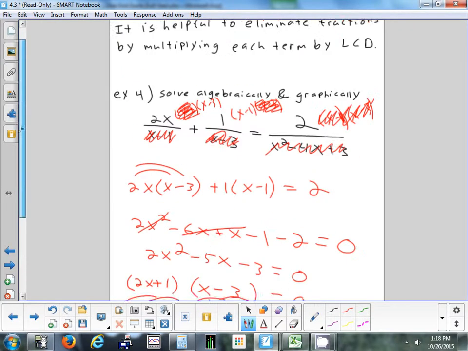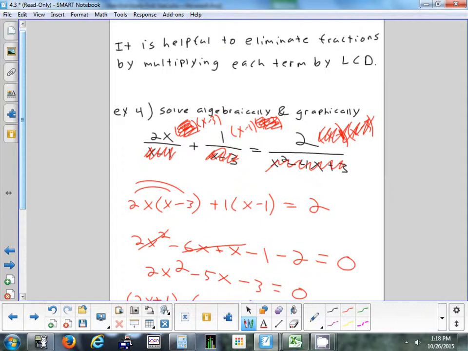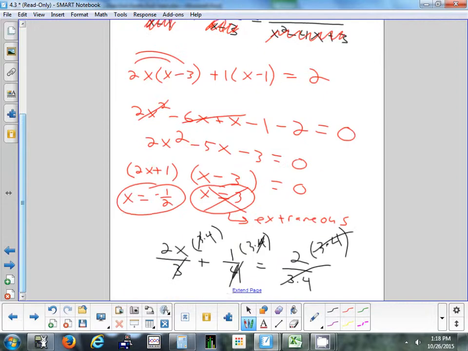Okay, could we plug in negative a half? Yes, that would be fine. All right. So we don't actually have to check it. Just make sure it doesn't give you 0 in the denominator. Okay, so this is the only solution. X equals negative a half.